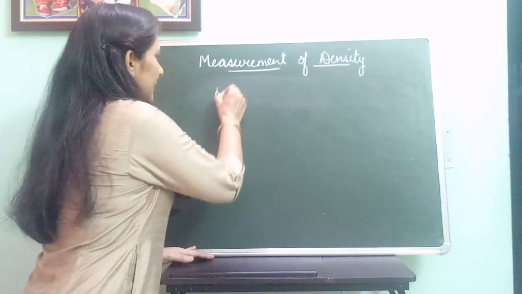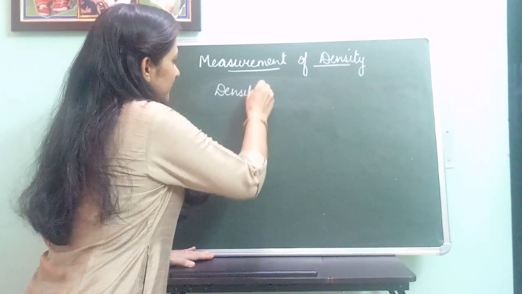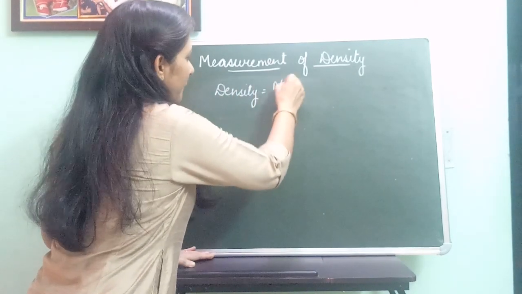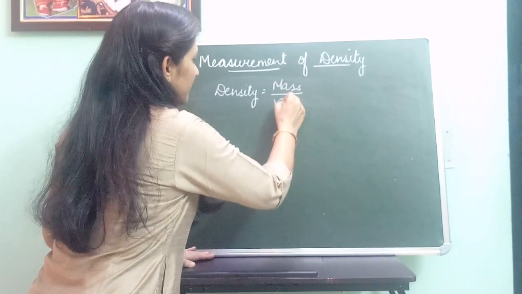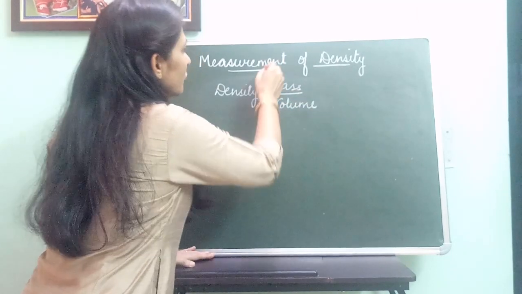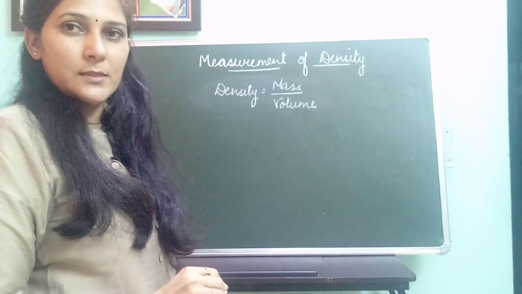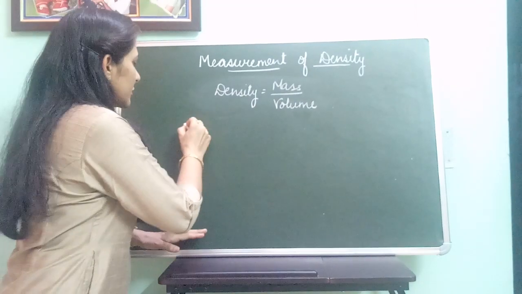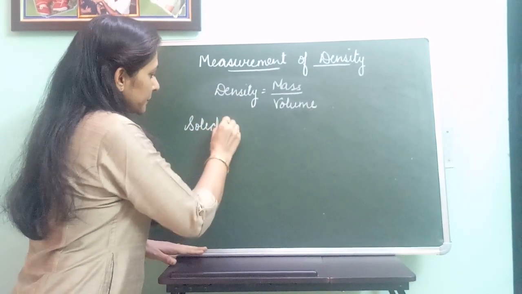Hello students, today we will continue our same chapter, that is density, or you can say measurement of physical quantities, and in that we were doing about density. In our last video we did the formula to calculate density, and that formula is density is equal to mass upon volume. Today we are going to learn how to measure the density of any substance, and first of all we are talking about solids.